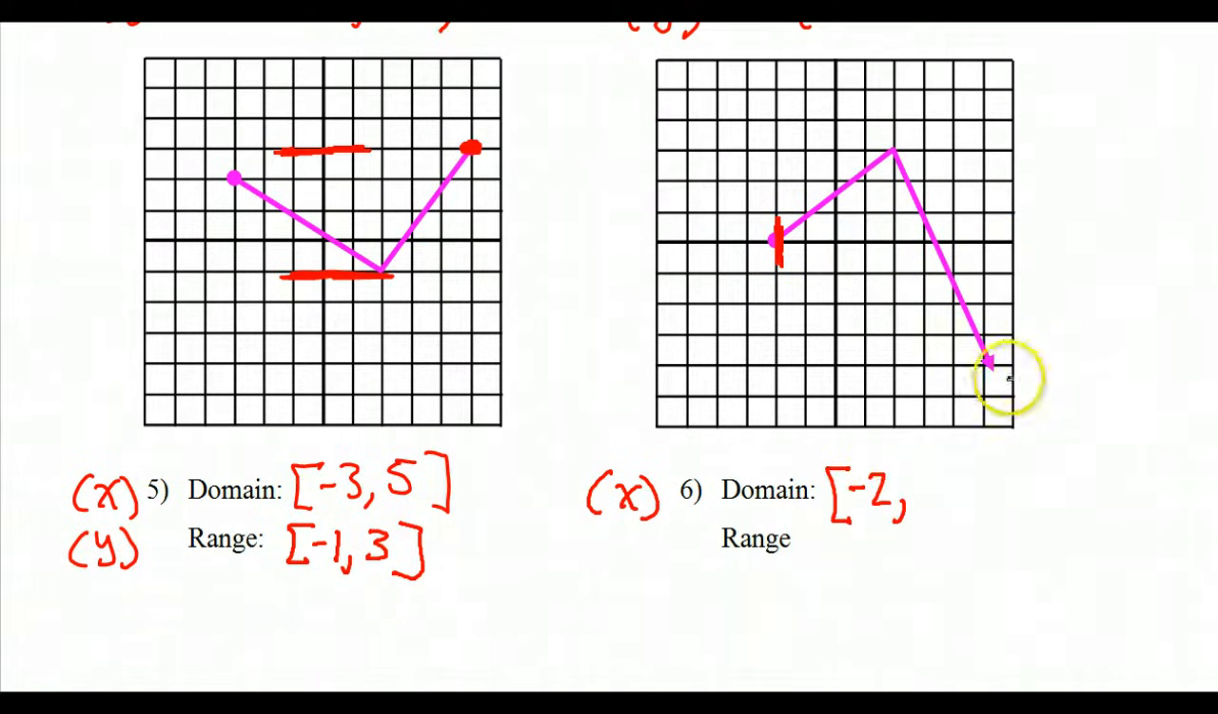Now, as far as how far to the right it goes, look at this arrow. This continues drifting. Yes, it's going down, which sort of draws your eye, but it also is drifting to the right as it goes down. So when we do the domain, we really don't care about the fact that it goes down. We just care about the fact that it goes to the right forever. So we will say -2 to infinity.